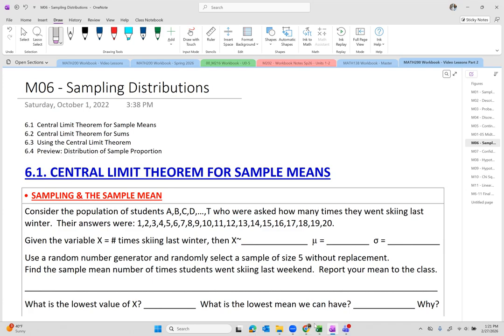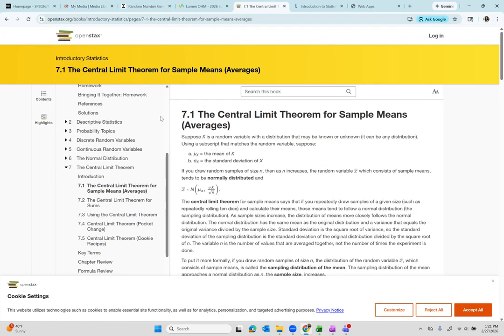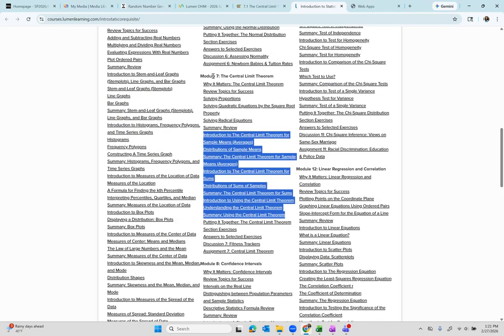If you want to reference our textbooks in the Intro Stats by OpenStax, we are in section 7.1, the central limit theorem for the sample means. And in Lumen, we are in module 7, titled the central limit theorem, and we are in the introduction to the central limit theorem for the sample means.